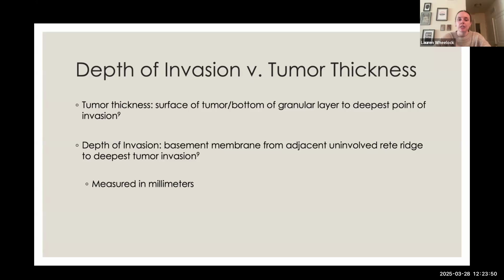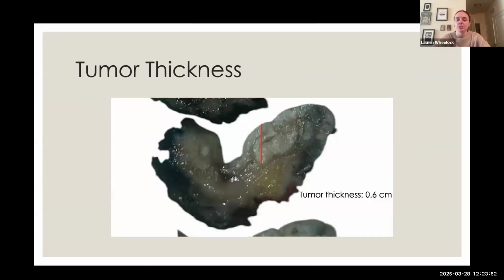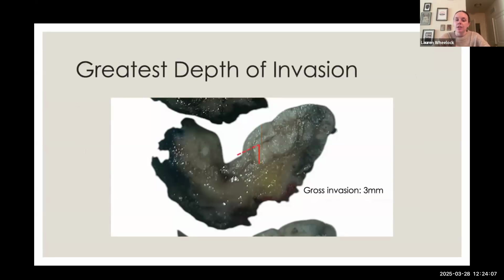So to do that grossly, this is how I measured tumor thickness. Again, our money slice has the deepest point of invasion that I could see grossly. I took my ruler and pulled it straight up, and I measured our tumor thickness to be about 0.6 centimeters. Greatest depth of invasion was measured like so. I found our greatest point of tumor invasion and compared that to the adjacent uninvolved epithelium and measured a gross invasion of 3 millimeters.